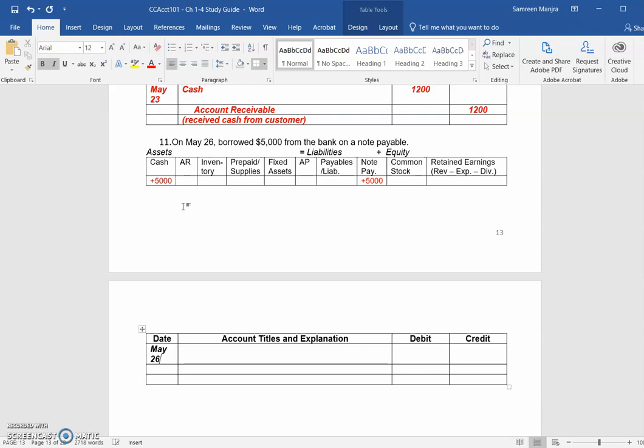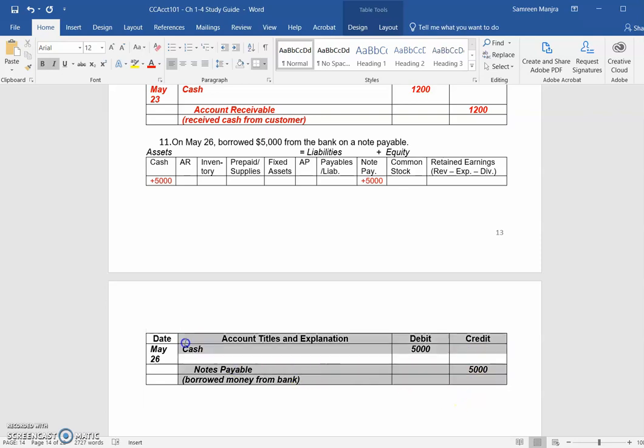So on May 26th, we're going to record a debit to cash for the $5,000 that we borrowed. And we're going to have a corresponding increase in our notes payable liability account. Anytime your liabilities go up, they're going to go up with a credit. So that's going to be $5,000. Borrowed money from bank.